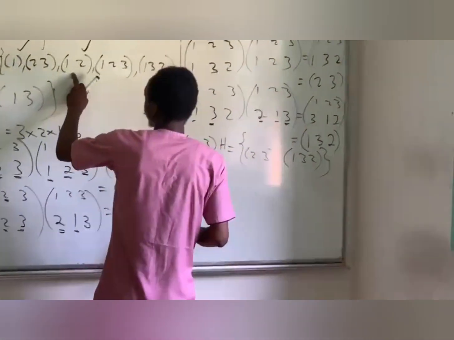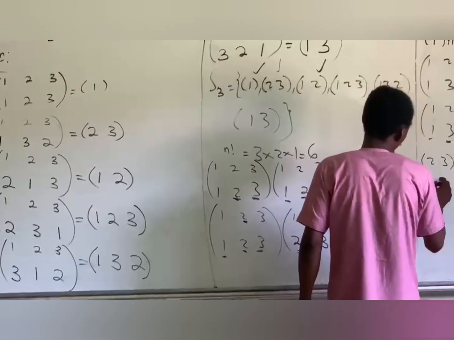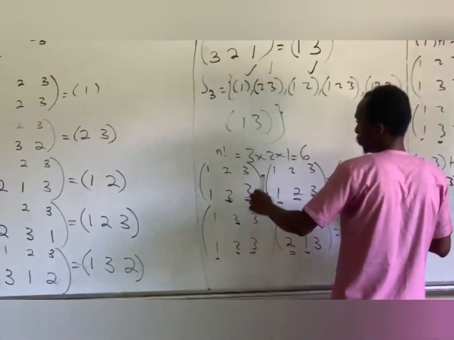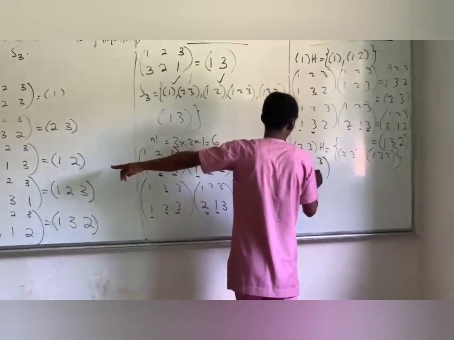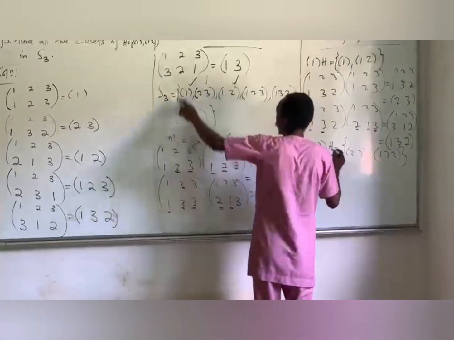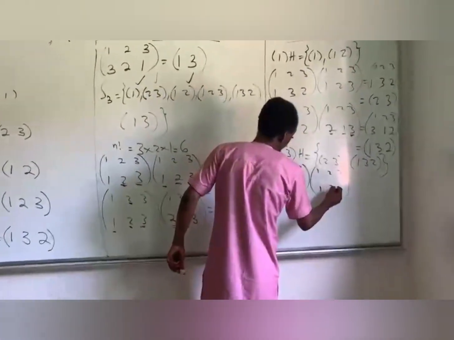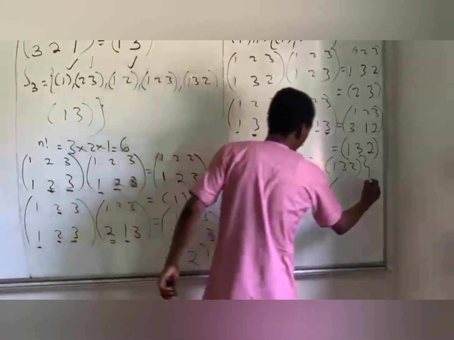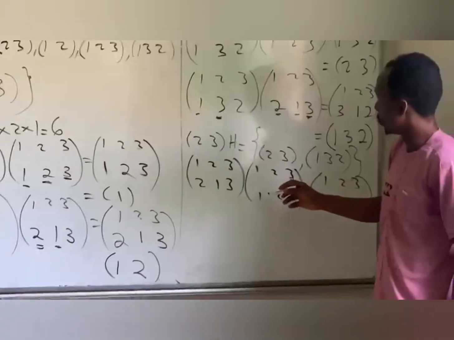So 1, 2. What's the permutation for 1, 2? Who can read it for us? 1, 2 is 2, 1, 3. So multiply it by the first one, 1, 2, 3. Let's multiply and see. Multiply it by 1, 2, 3.